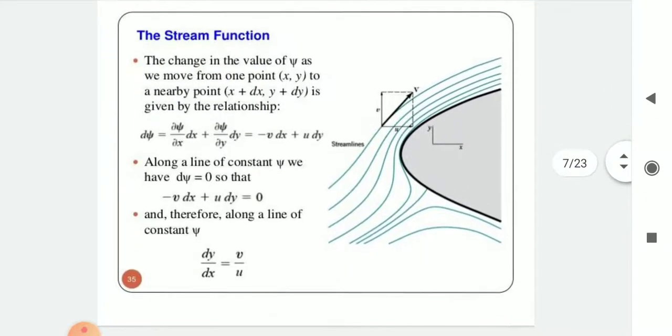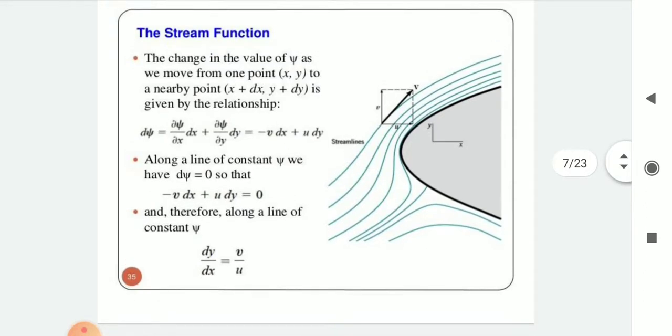The change in the value of psi as we move from one point x, y to a nearby point x plus dx, y plus dy is given by the relationship. These are the coordinates of the nearby points. The change in value of psi as we move from one point to another is d psi equal to d psi by dx into dx plus d psi by dy into dy, equal to minus v dx plus u dy.